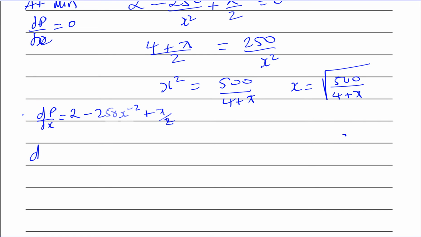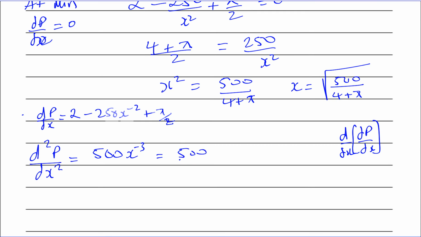So when you differentiate dp dx with respect to x, you end up getting d squared p over dx squared. It's like dx squared, that's why it's written like that, because you're differentiating dp dx with respect to x. So the constants, 2 and plus pi over 2, disappear. I'm going to have minus 2 times minus 250, which is positive 500, and I'll have x to the power of minus 3. So that's going to give me 500 over x cubed.